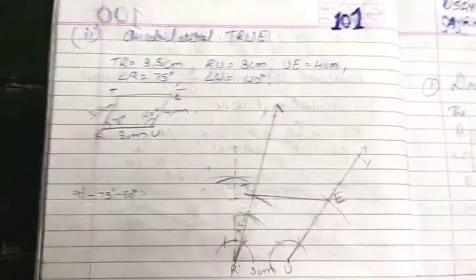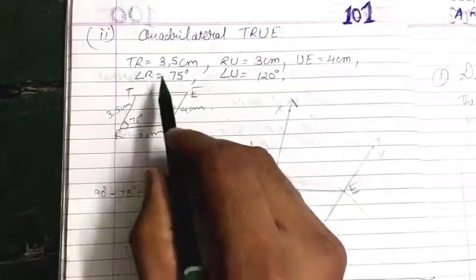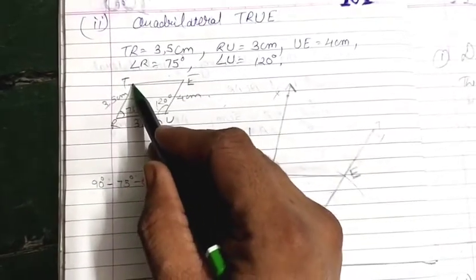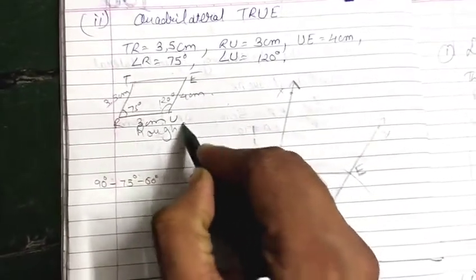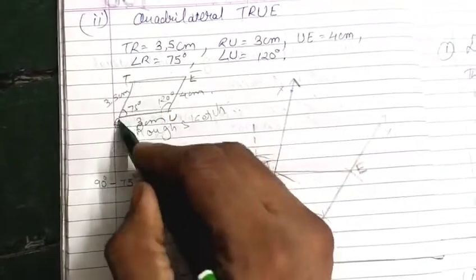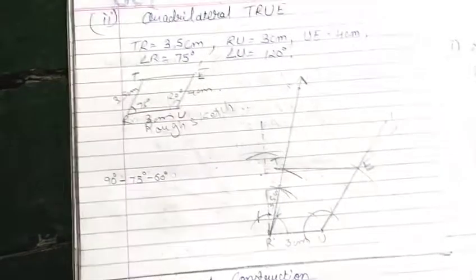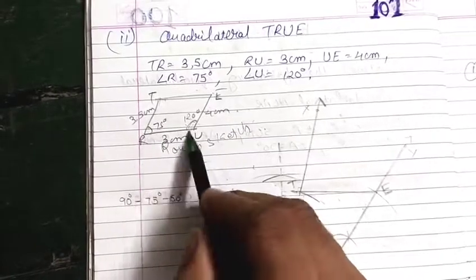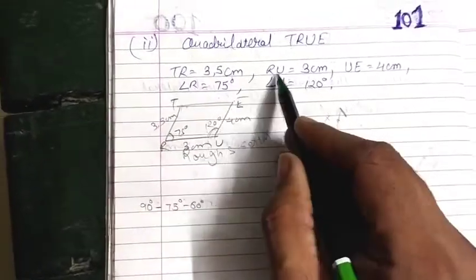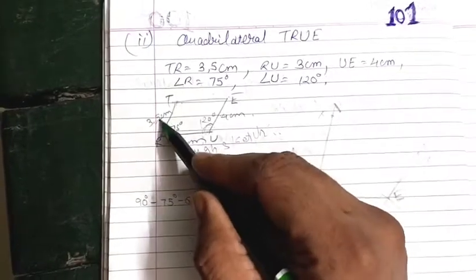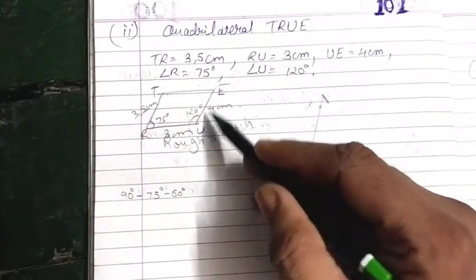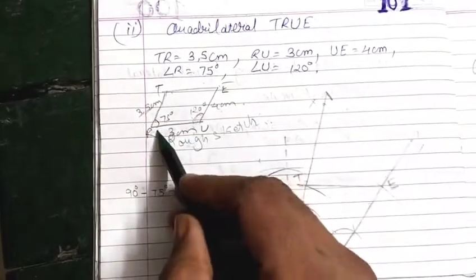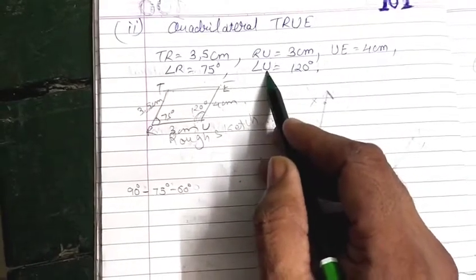Let us see another quadrilateral TRUE, in which 3 sides and 2 angles are given. This is a rough sketch which I had drawn over here. Dear student, you can start from here also. Now I try to take those 2 given angles over the base side. RU is given as 3 centimeter, TR is 3.5, UE is 4 centimeter. RU is the base, 3 centimeter, and measure of angle R is 75 degree, and measure of angle U is 120 degree.